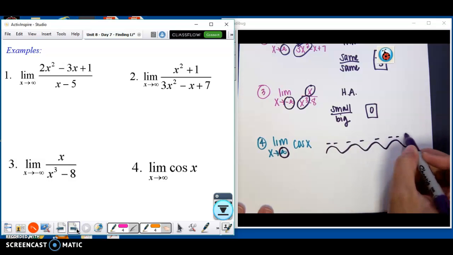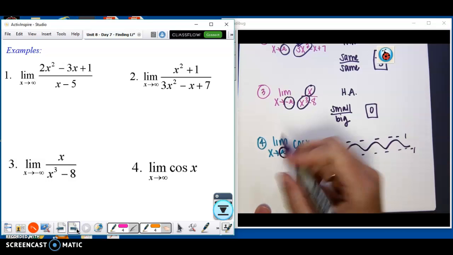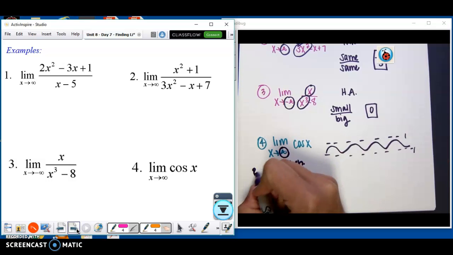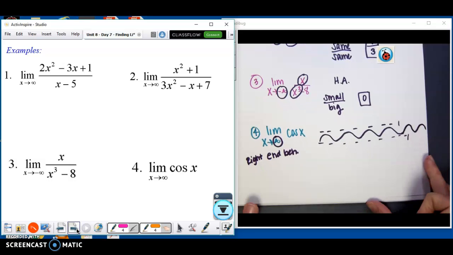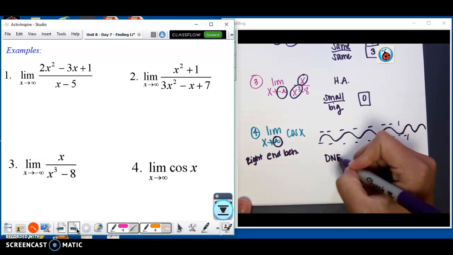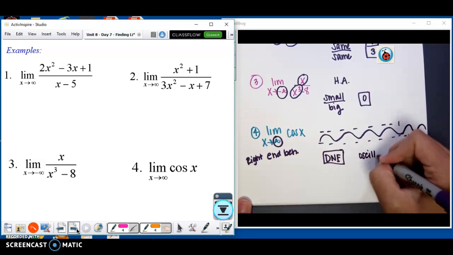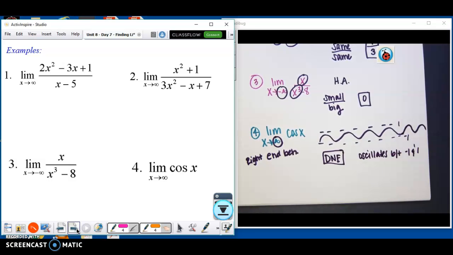But the highest it can get to here is 1, and the lowest it can get to here is -1, okay? But when you're thinking about end behavior, what's happening on the end, if we're thinking about right end behavior because that's positive, right or left is not going to make a difference. If you go on the right side here, it goes up to 1, down to -1, up to 1, -1. It's never approaching one single number. So this doesn't exist. It's because it doesn't approach a certain number. It oscillates between -1 and 1. So it just keeps going -1, 1, -1, 1. It doesn't give you one certain number. So that's going to be does not exist for that.